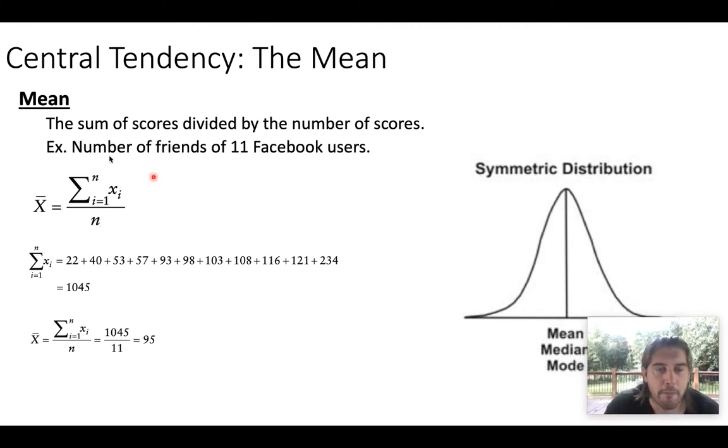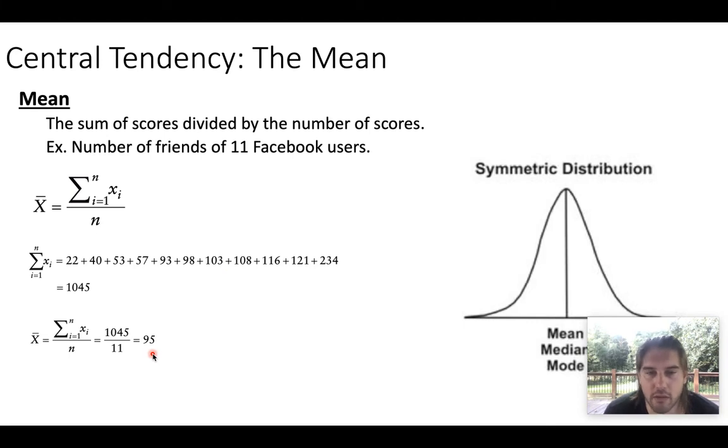So for example, if we had these data on the number of Facebook friends that someone has, right? We have 11 Facebook users. Each of these numbers represents the number of friends that a Facebook user has. We add them all up, we get 1,045 divided by 11 data points, right? People gives us an average of 95 Facebook friends.